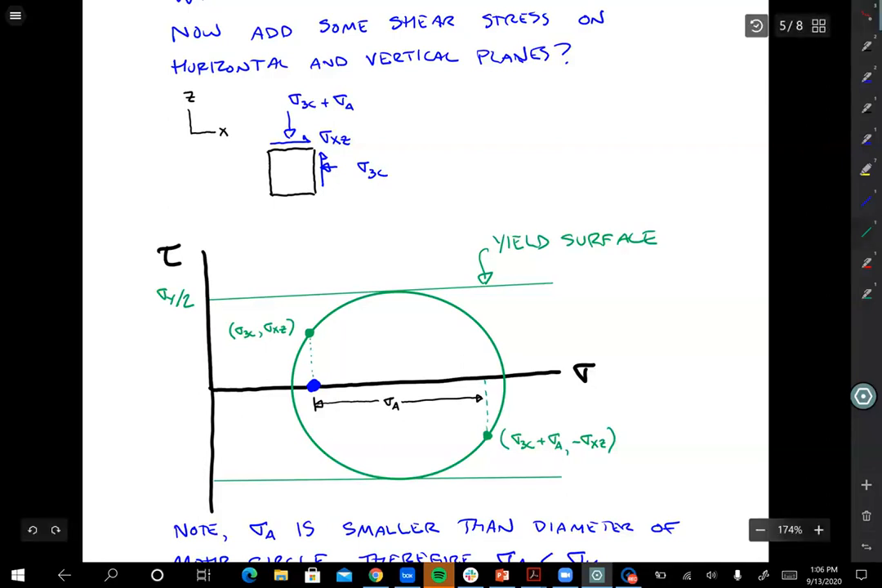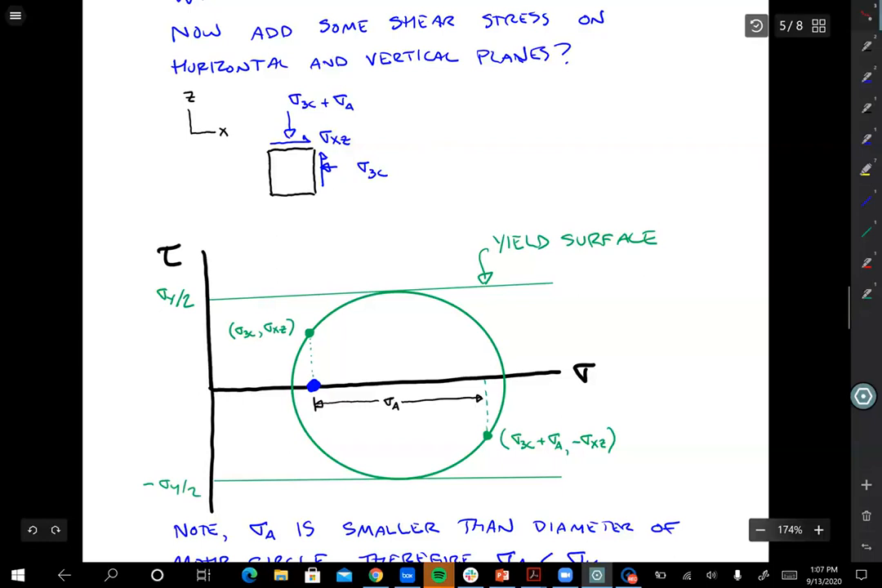All right, now one thing we will notice is that the amount of axial stress that we were able to impose right there is smaller than the diameter of the circle, right? Or the diameter could be measured this way, or measured vertically this way. So what that means is that sigma a is less than sigma y. Okay, sigma y over 2 is the radius, sigma y is the diameter of the Mohr circle. You can see it very clearly, right? This one's positive sigma y over 2. This one is minus sigma y over 2. So that full distance between those two yield surfaces is sigma y. Sigma a is less than that.